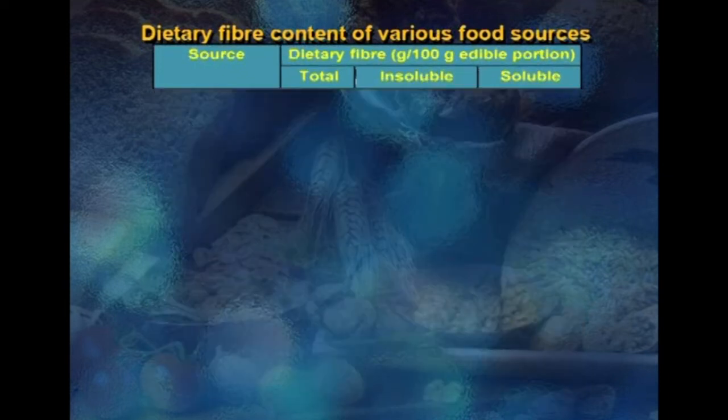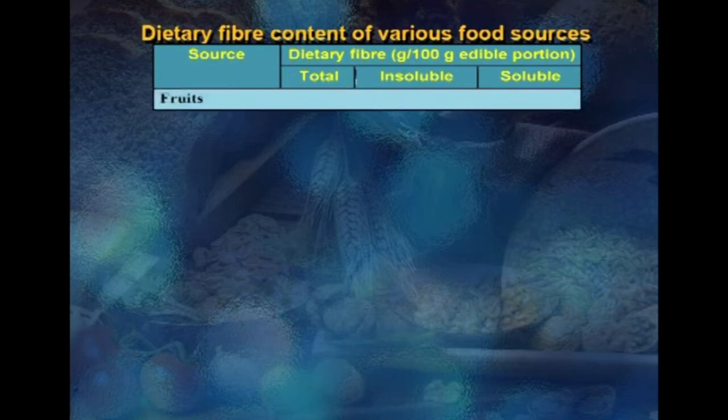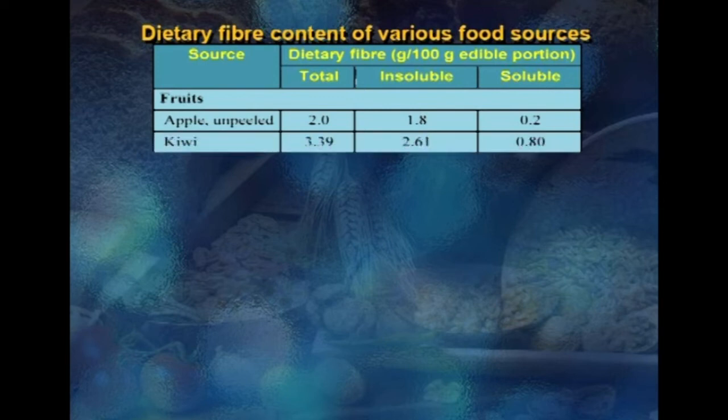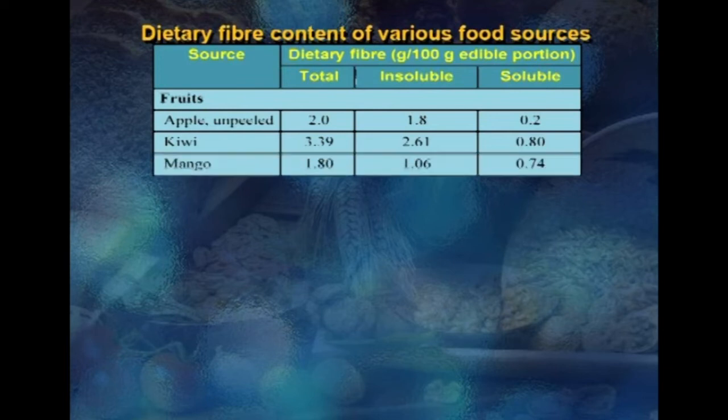After the vegetables, let us look at the fruits, which are again some favorable sources of dietary fiber. First among the fruits is apple. The unpeeled apple has got 2 grams of fiber with 1.8 grams insoluble and 0.2 grams soluble. We have fruits like kiwi, which has got 3.39 grams of dietary fiber. Mango has got 1.8 grams of fiber.